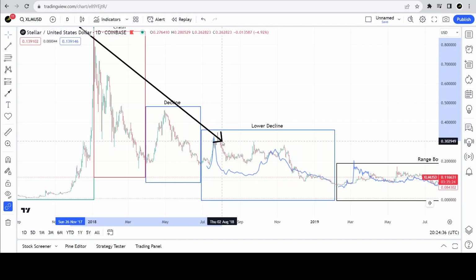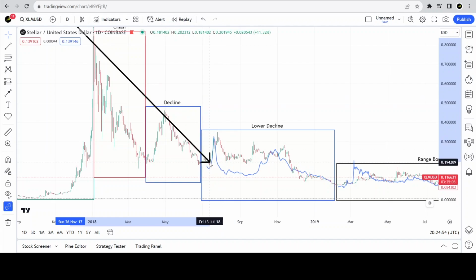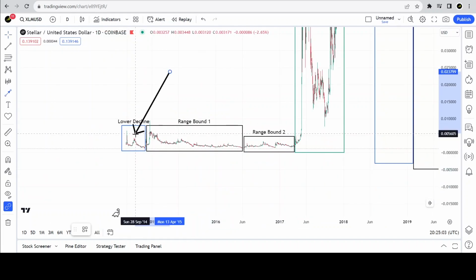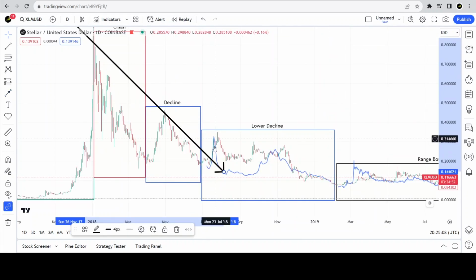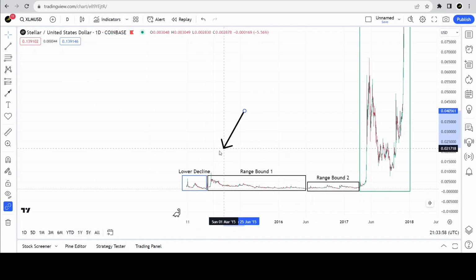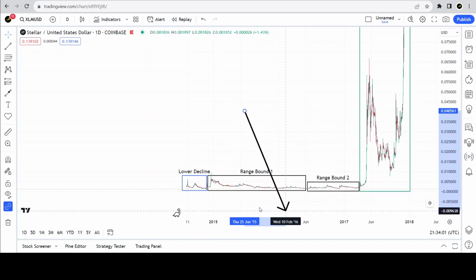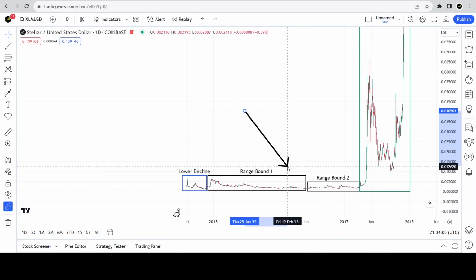So this macro structure started with the lower decline. So we are now officially in the repetitive phase of the macro structure. To make things a little simpler, I have copied and pasted the original structure right here onto this one, and I continue to do it. So I take the original fractals of the original structure and I copy and paste them onto the part of the chart that comes after the original structure.